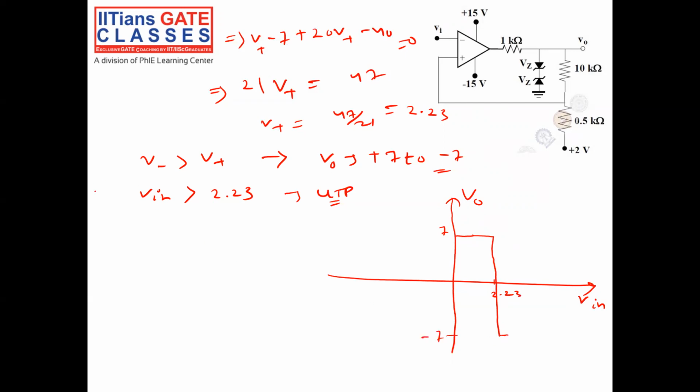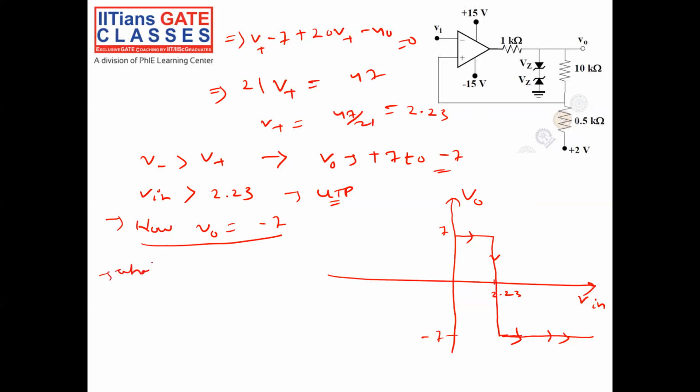Okay, if my V input goes even higher, it will just stay at minus 7, because as long as my V input is greater than 2.3, it will stay at the same minus 7. So now my output is staying at minus 7. If we go on increasing my input, and presently my V output is equal to minus 7, what is the input voltage that will change my state from minus 7 to plus 7? That you have to calculate.